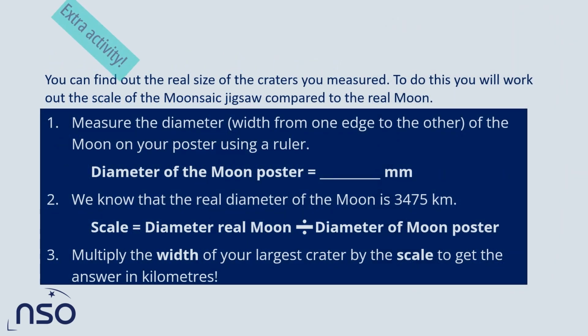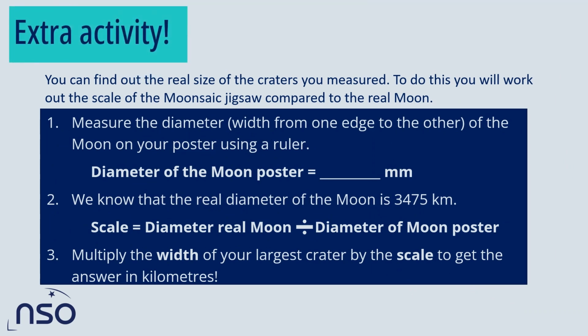Here's an extra activity to do if you want to use some more math skills. Find out the real sizes of the craters you measured. To do this, you will work out the scale of the Moonsaic jigsaw compared to the real Moon. For comparison, the UK is 1,000 kilometres long from north to south. Pause the video and follow the instructions on the screen to work out the real sizes of your craters.